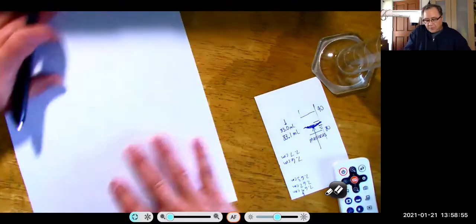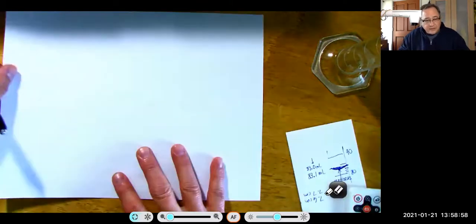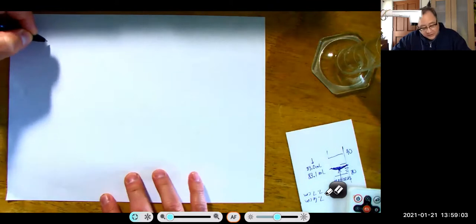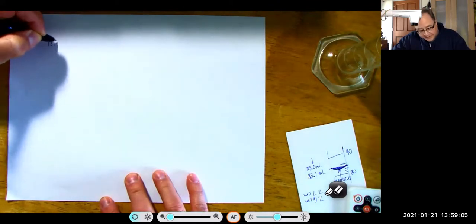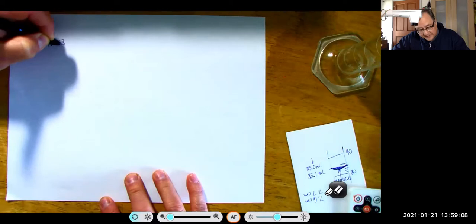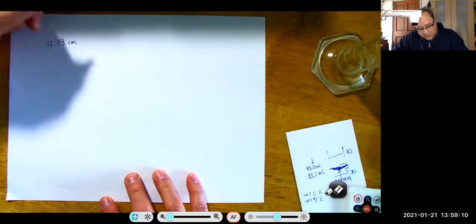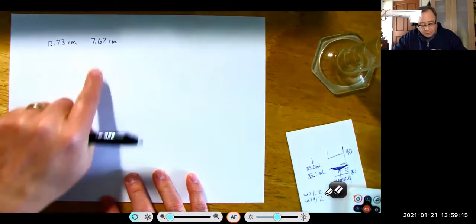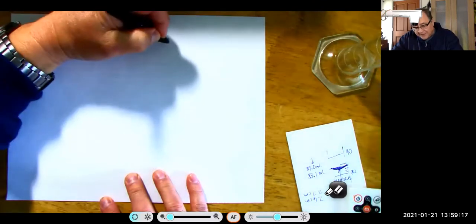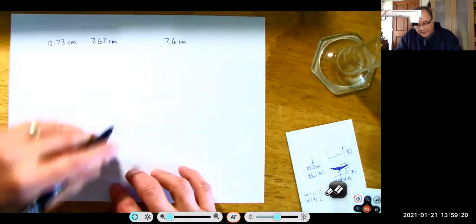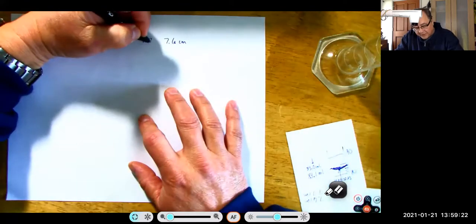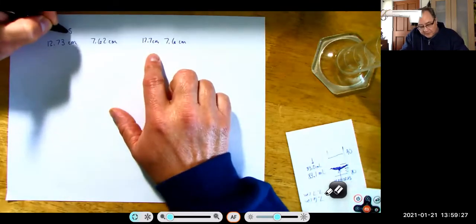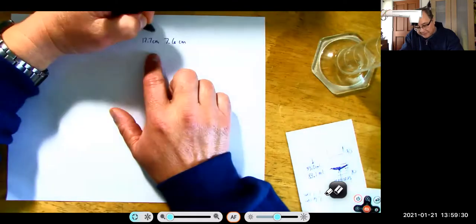Okay, so this morning we found that the length of the index card was 12.73 centimeters, and the width was 7.62 centimeters. Now, when we used a paper ruler, we only got 7.6 centimeters for the width, and we got 12.7 centimeters for the length. So this is the store ruler, and this is the paper ruler.